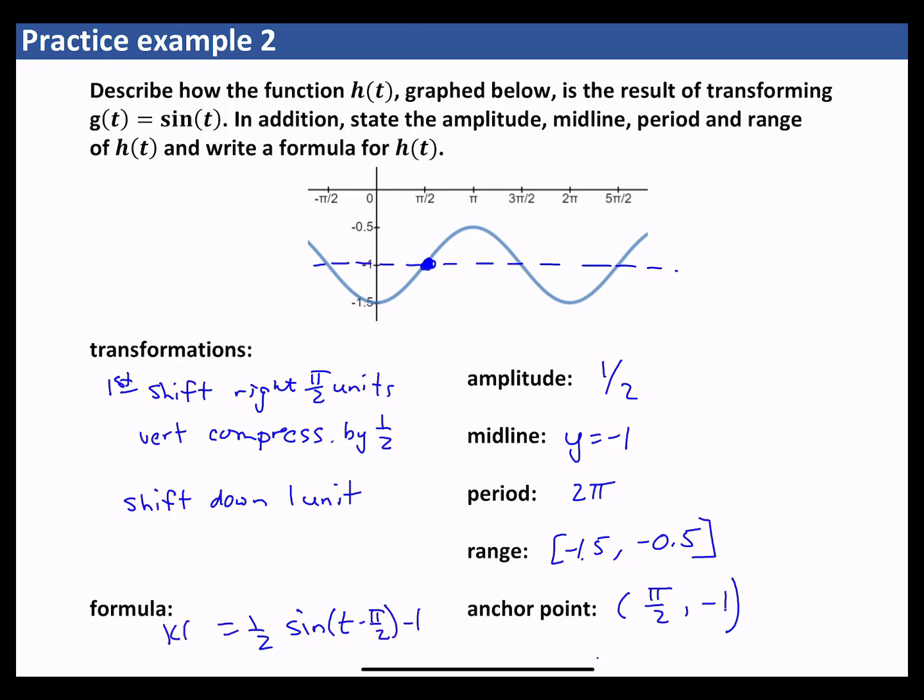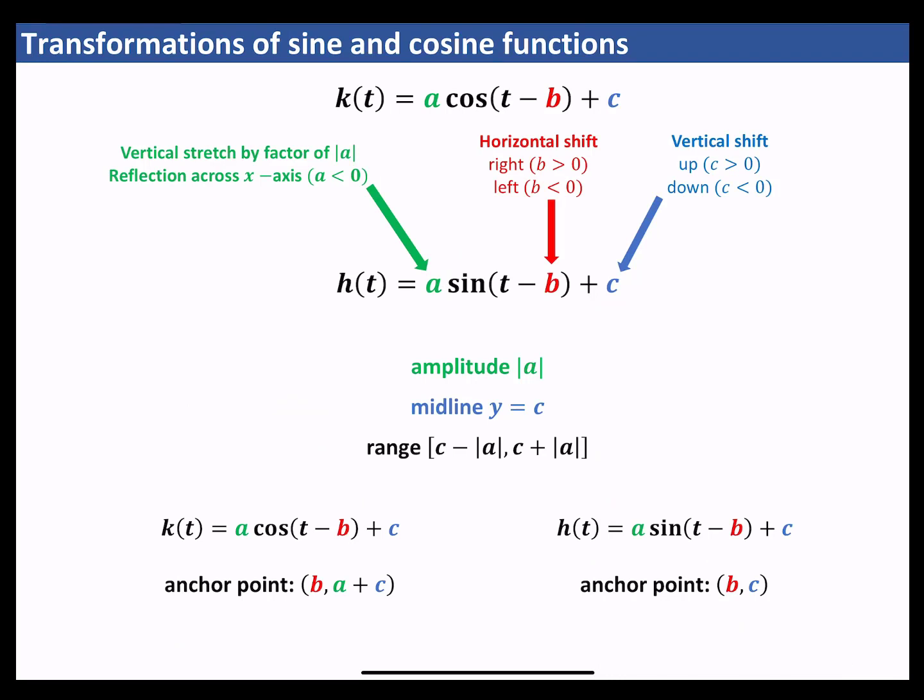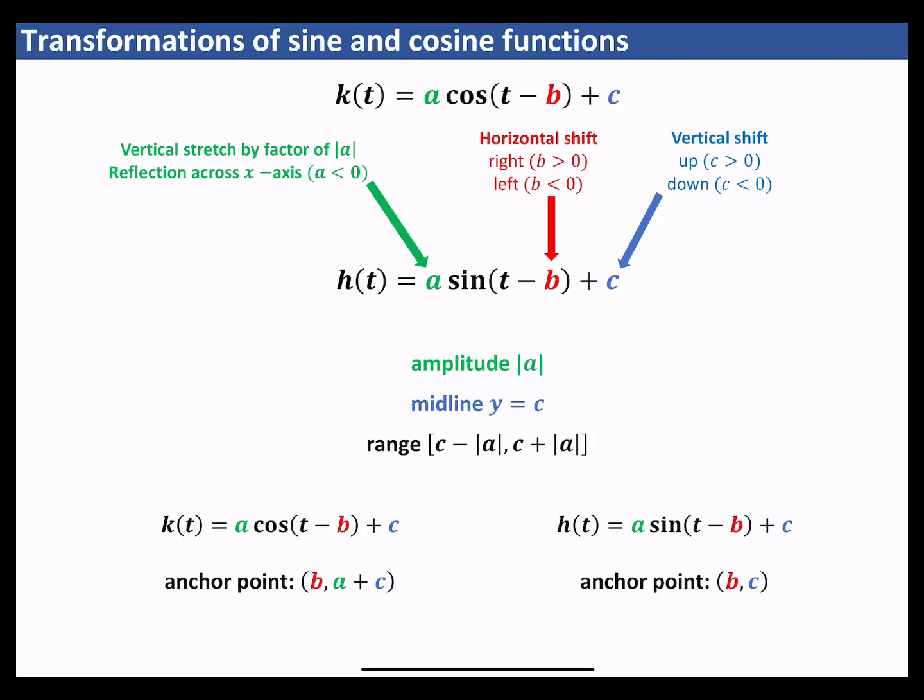In conclusion, we saw that multiplying the cosine and sine functions by a factor of a applies a vertical stretch or reflection across the x-axis, and that a vertical stretch determines the amplitude of the transformed function. We also saw that adding the real number c to the cosine or sine functions applies a vertical shift, and that a vertical shift determines the midline of the transformed function. By starting at the midline y equals c and subtracting the amplitude, we get the lower value of the range, and by adding the amplitude, we get the upper value for the range.